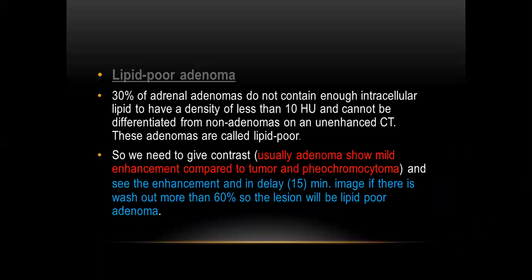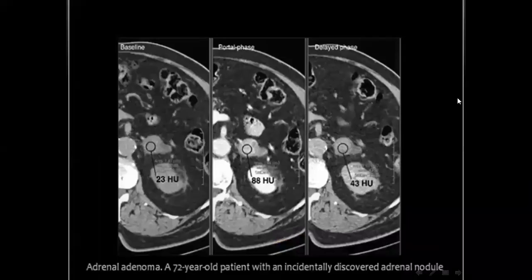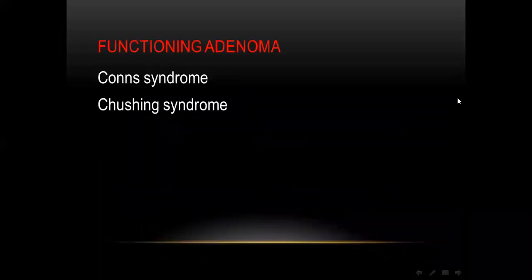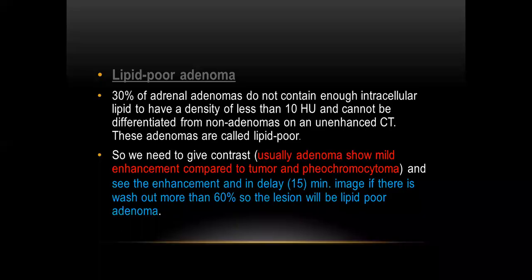Lipid-poor adenoma. 30% of adrenal adenomas do not contain enough intracellular lipid to have a density of less than 10 Hounsfield units and cannot be differentiated from a non-adenoma on an unenhanced CT. These adenomas are called lipid-poor adenomas. So we need to give contrast, and usually adenomas show mild enhancement compared to tumors and pheochromocytoma. When we give contrast, we look at the enhancement on the delayed 15-minute image. If there is a washout of more than 60%, the lesion will be a lipid-poor adenoma.